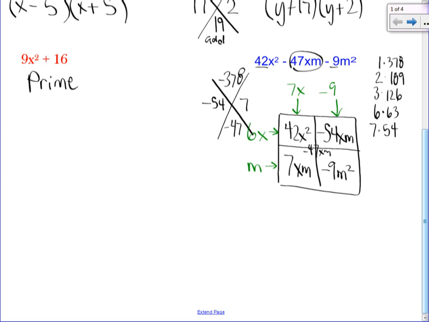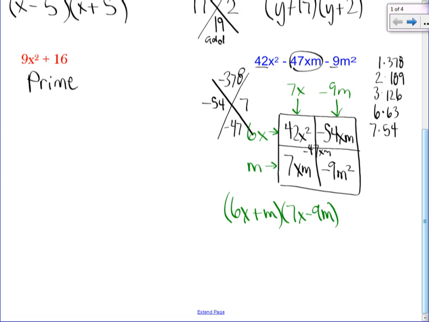Negative 9m. Okay, so there's our answer. Along the side in green, we have 6x plus m, and we have 7x minus 9m. So that's what we've learned so far.